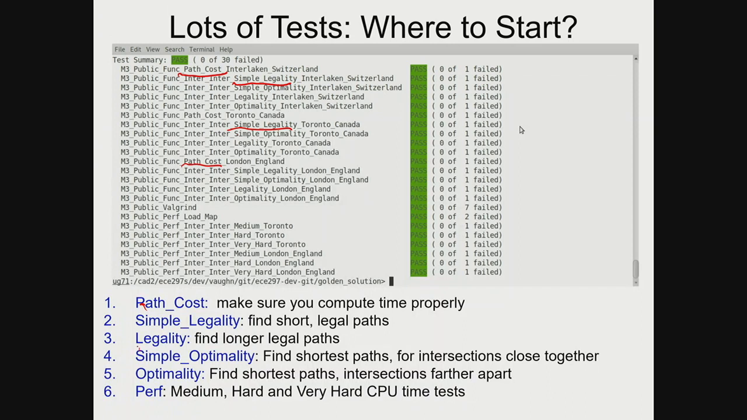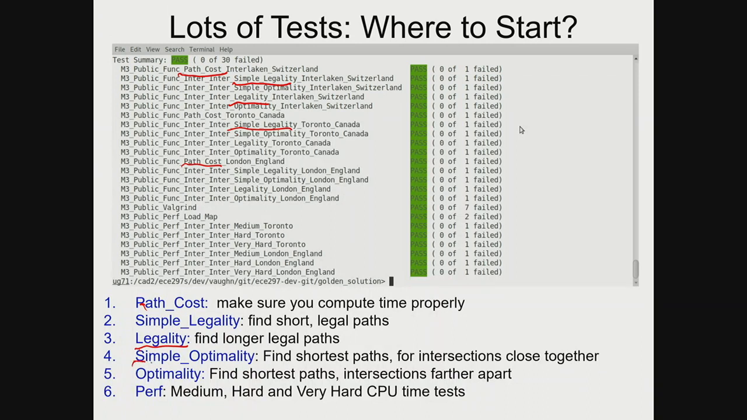Then we have legality tests. Okay, legality tests now, some of these paths can be long. They can go all the way across the city. They might go through 100 street segments. And again, we're just checking that they're legal. So we're seeing, can your algorithm actually find those paths?